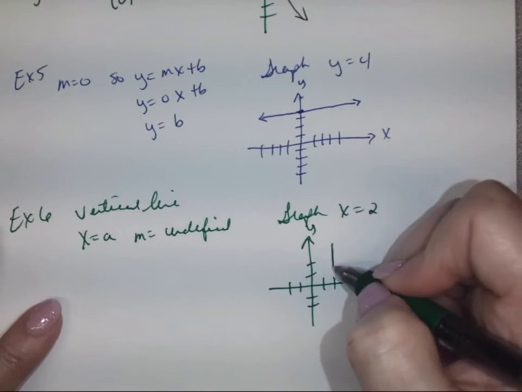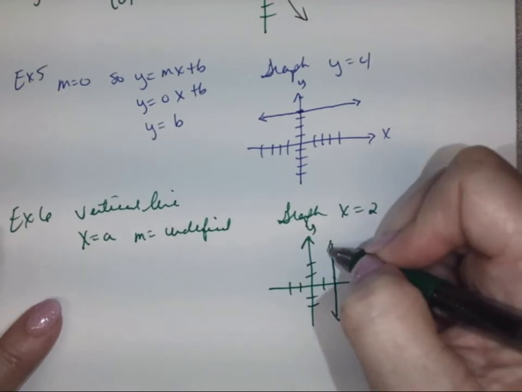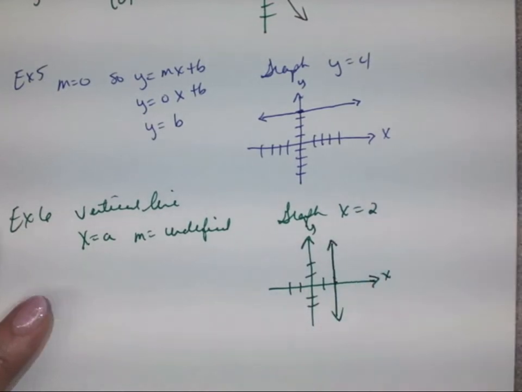So at x equal to 2, I'm going to draw a line straight through it. So find your x equals 2 and then draw a line through it. It's a vertical line, so it just goes straight up and down.